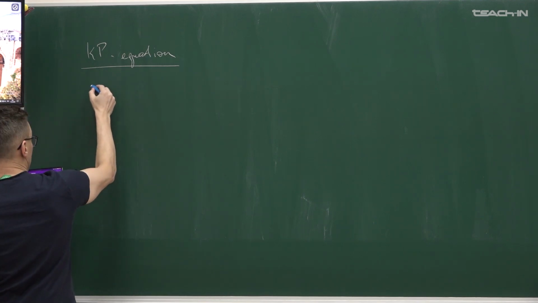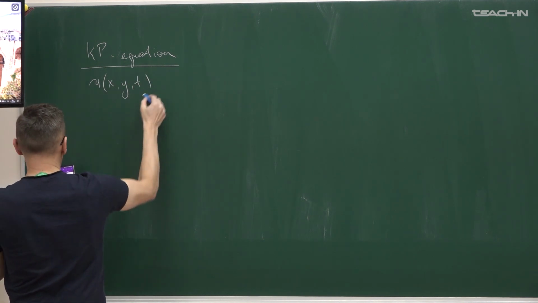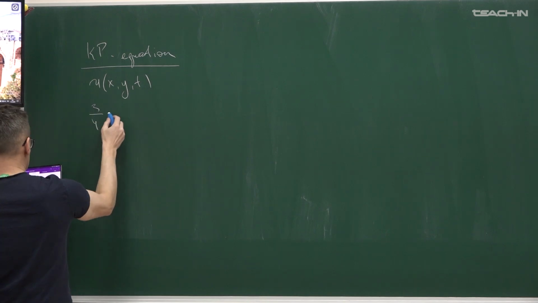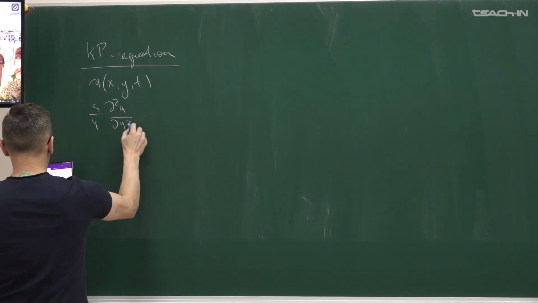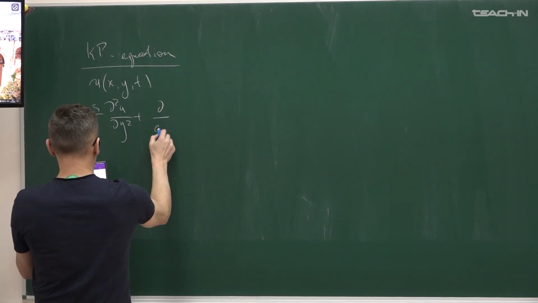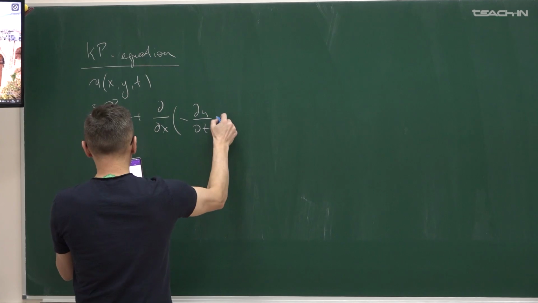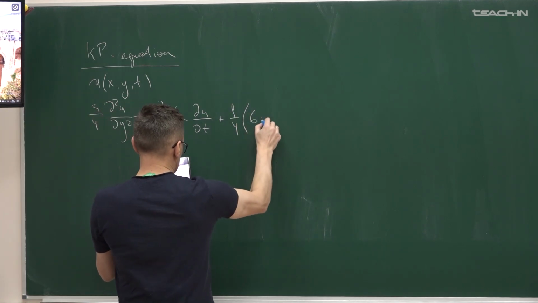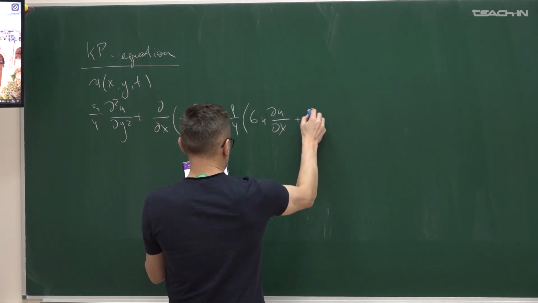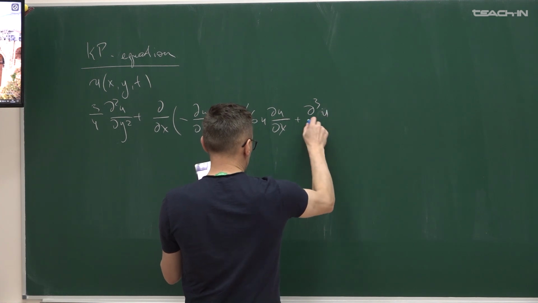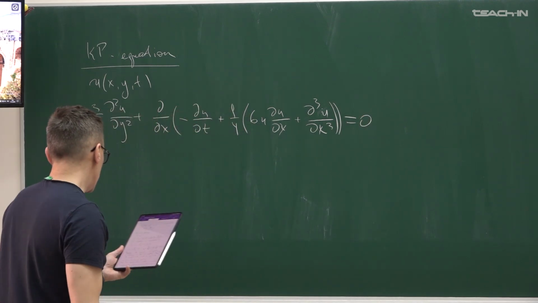I use it in the following form. It is written for the function u of three variables, x, y, and t. And it is the following partial differential equation: d over dx of (d over dt of u, minus 1/4 of (6u du over dx plus the third derivative of u with respect to x)). Okay.